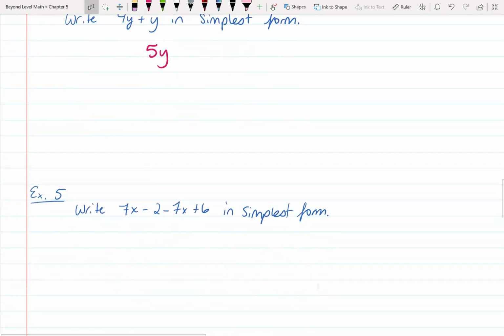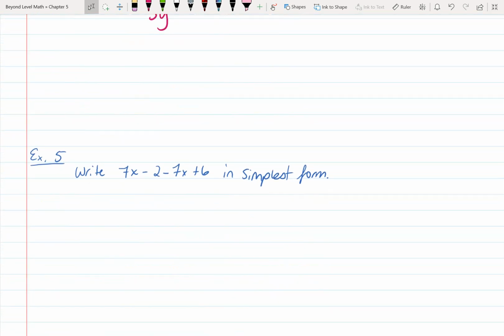Alrighty, example 5. 7x minus 2 minus 7x plus 6. Now, to simplify this is where I want you to use colors. We are not going to rewrite this. You will see that some people will. However, if you use colors, you won't always have to use colors, but breaking it down today will be helpful. We often make mistakes with our positives and negatives, which we already are familiar with, right? We made a lot of mistakes yesterday too with our positive and negatives when we were distributing what was outside of the parentheses to what was inside the parentheses.